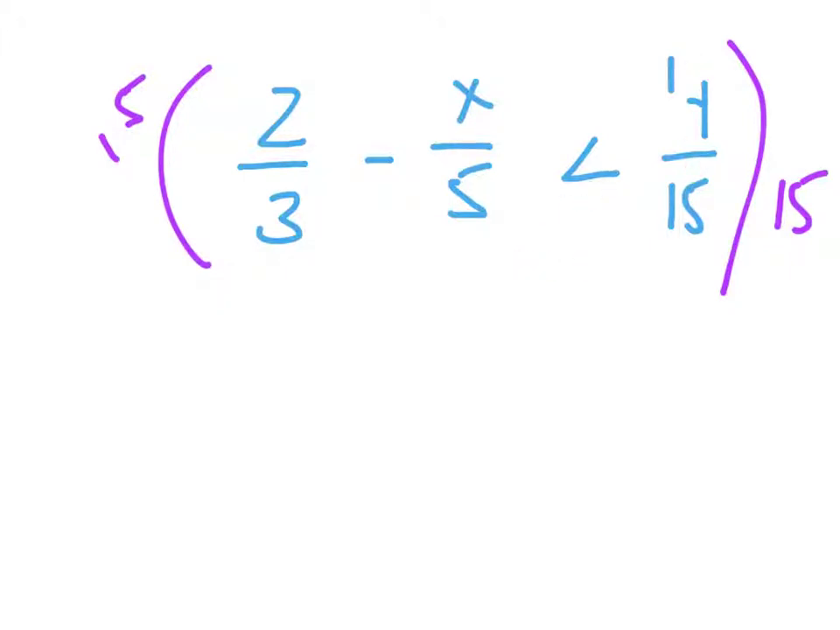We look for a common denominator. We look for something common in all the denominators below, and we multiply them each by 15, which is the common denominator. They each go into 15: 15 goes into 15, 5 goes into 15, and 3 goes into 15.